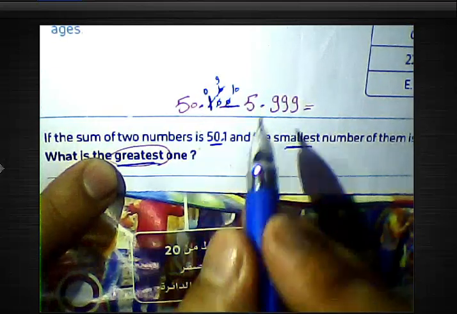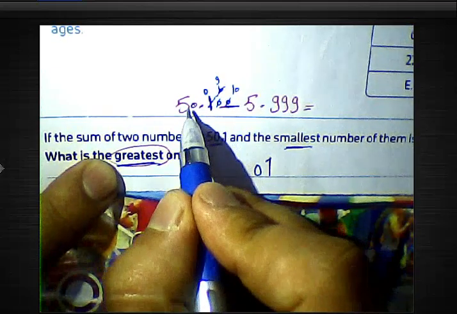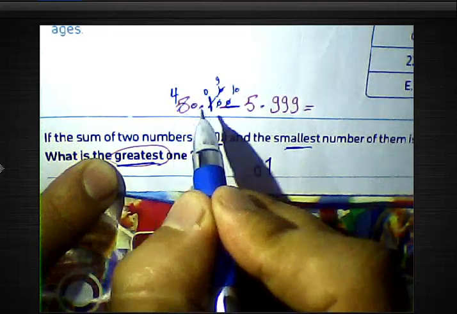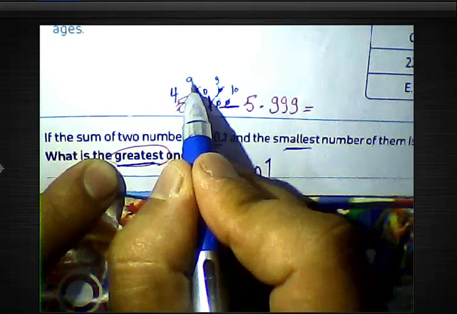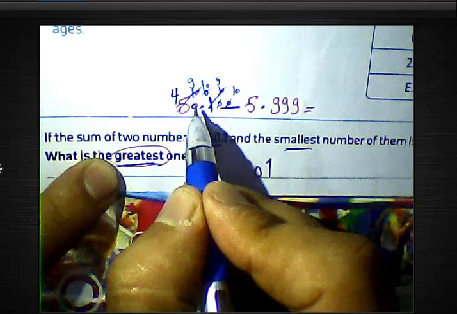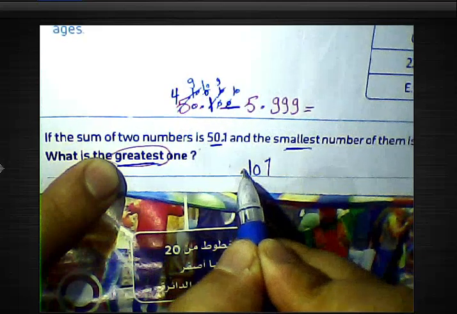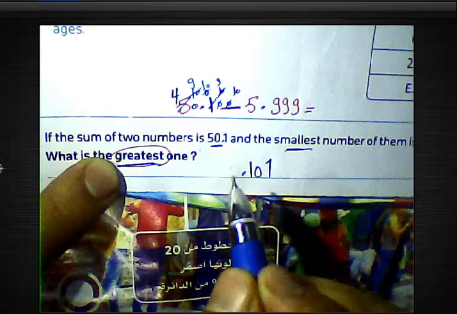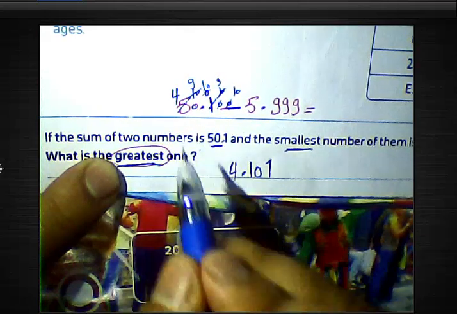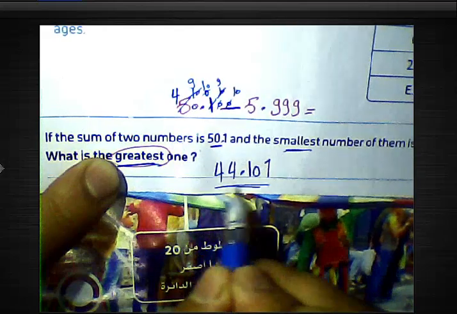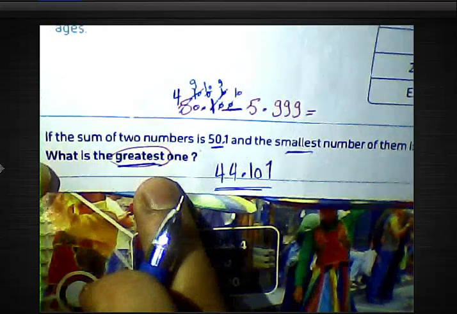0 minus 9, we can't do it. Borrow 1 from 0, we can't do it. Borrow 1 from 5 will be 4, 0 will be 10. Borrow 1 from 9, from 10 will be 9, and 0 will be 10. 10 minus 9 equals 1. Write the point here. 9 minus 5 equals 4, and write 4 behind it. So the greatest one will be 44.101.